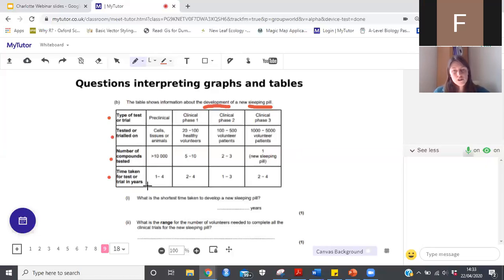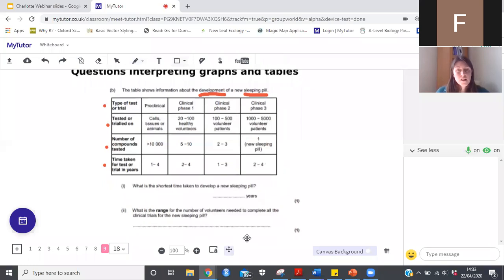Time taken for test or trial in years. So 1 to 4 years for the first preclinical trials, another 2 to 4 years for clinical phase 1, another 1 to 3 years for clinical phase 2, and 2 to 4 years for clinical phase 3. So that's a lot of time there to develop a sleeping pill. Now we can move on, having had a good look at that table and look at the questions that they've asked about it. So what is the shortest time taken to develop a new sleeping pill?